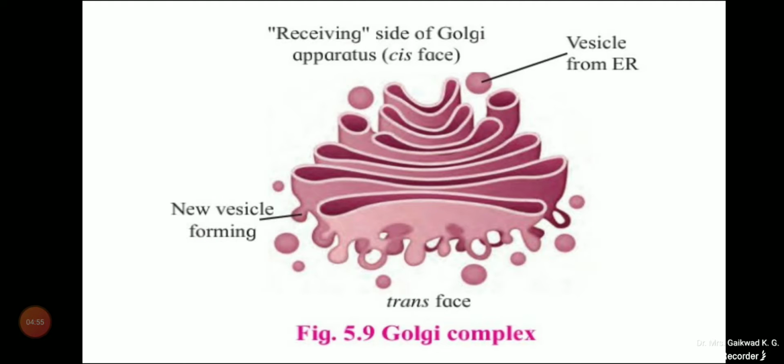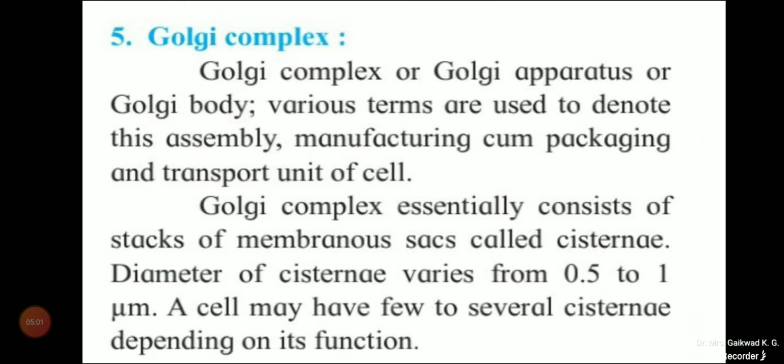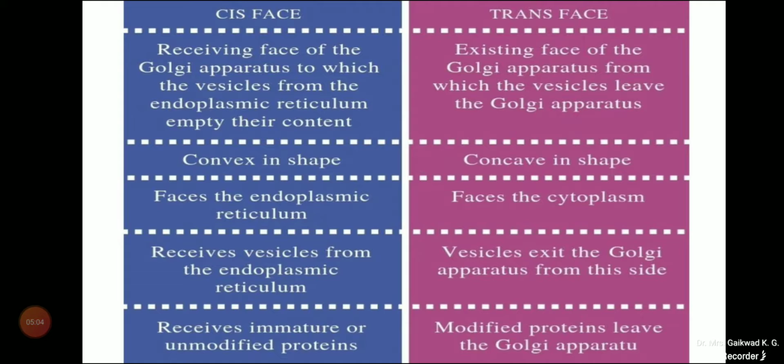So this is the figure from your textbook, and next to this, see the cis face and trans face of the Golgi apparatus. The cis face is the receiving face of the Golgi apparatus, to which the vesicles from the endoplasmic reticulum empty their contents. It is convex in shape, faces the endoplasmic reticulum, and receives vesicles from it, carrying immature or unmodified protein.